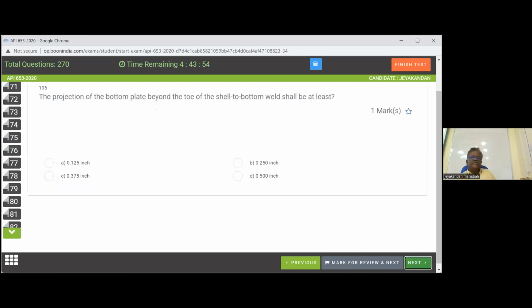Next. The projection of the bottom plate beyond the toe of the shell to bottom weld shall be at least how much? 3/8 inch. So what is 3/8 inch? Calculate 3 divided by 8. 3 divided by 8, 0.375. Yeah, 0.375. This should be the projection.